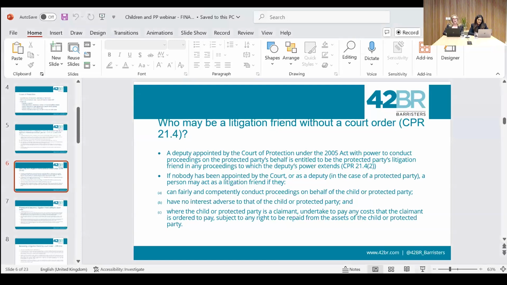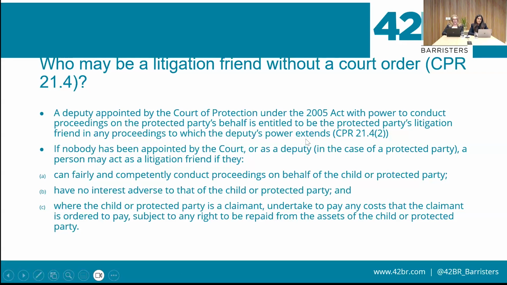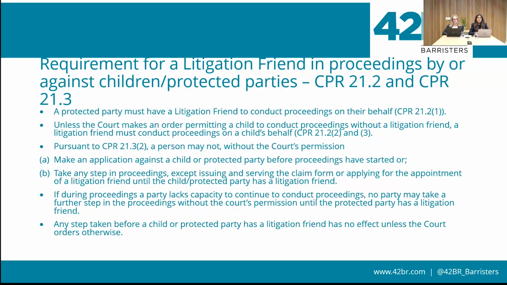It's important to bear in mind that any steps taken in the litigation before there's a litigation friend in place have no effect unless the court orders otherwise. Effectively, all you can do is issue a claim, and then everything has to stop until a litigation friend is appointed. You can't take any other steps without court permission until the litigation friend is appointed, except, of course, for applying for a litigation friend to be appointed if you need to do so.